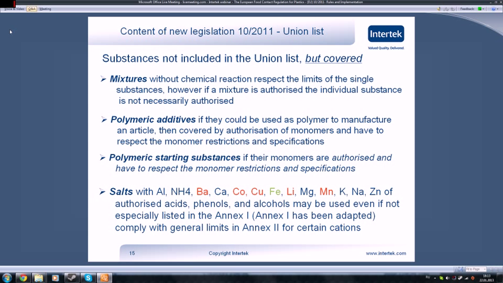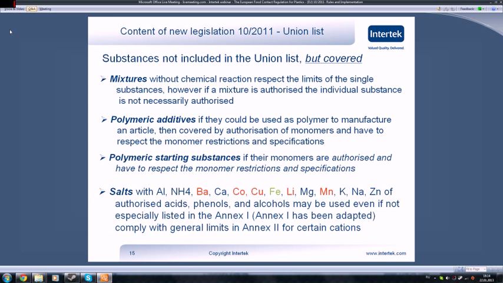So thank you, Chantal. Okay, I go back to the substances not included in the union list, but still covered. So mixtures without chemical reaction respect the limits of the single substances. However, if a mixture is authorized, the individual substance is not necessarily authorized. Polymeric additives, if they could be used as a polymer to manufacture an article, are covered by authorization of monomers and have to respect the monomer restrictions and specifications. Polymeric starting substances, if their monomers are authorized, have to respect the monomer restrictions and specifications.